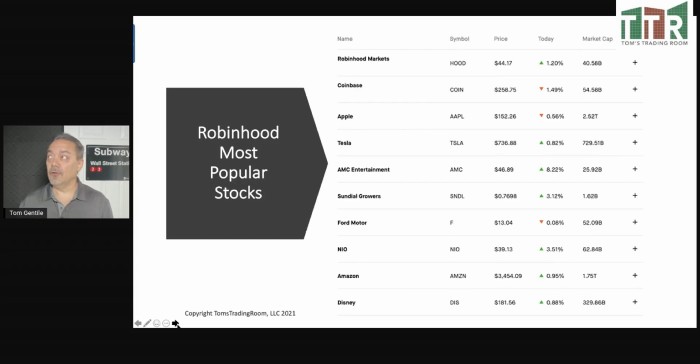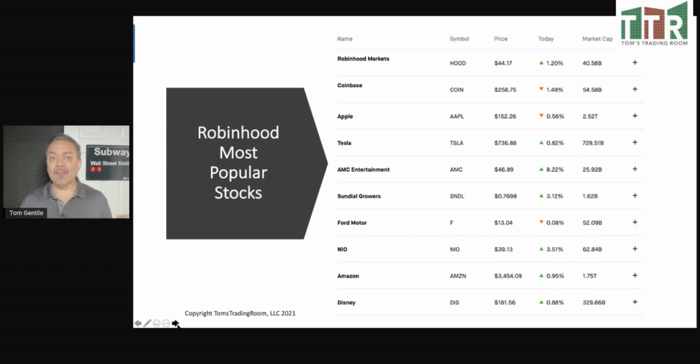Coinbase is number 2. Apple, the third most popular stock traded at Robinhood. Tesla, number 4. AMC, no surprise there, number 5. But then the next 5 might surprise you. Sundial Growers is on the list. Ford Motor Company, NIO, Amazon, and rounding out the top 10 is Disney.